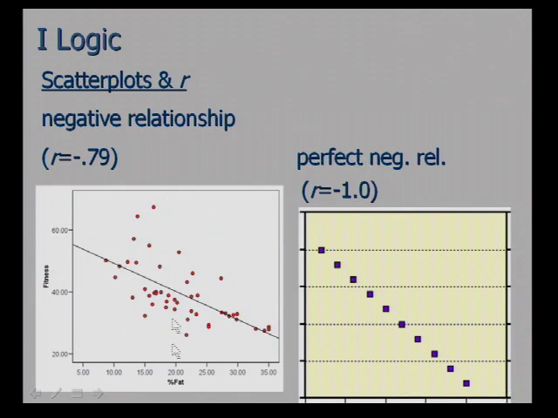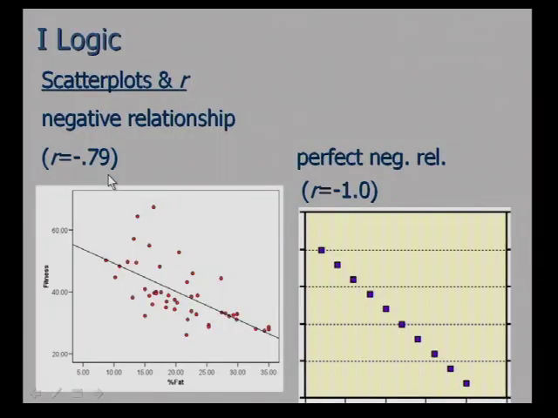There's some error around here. There might be people in this middle range who have high or low fat but aren't fit or are fit. But this is a negative relationship. As one thing goes up, as body fat goes up, fitness goes down. As body fat goes down, fitness goes up. And here this correlation is 0.79. So there's still a relationship.